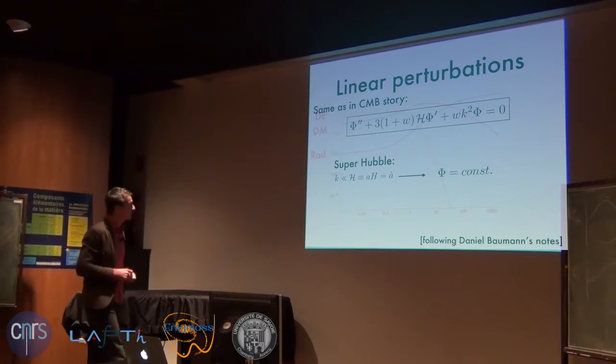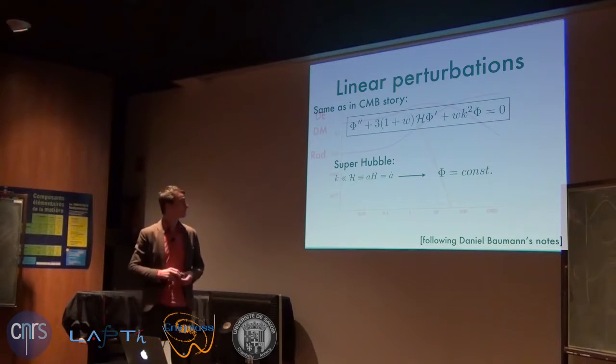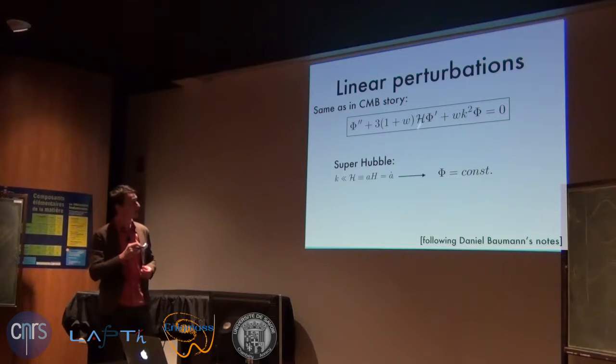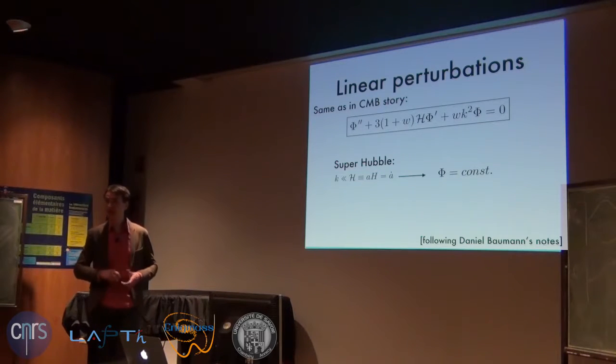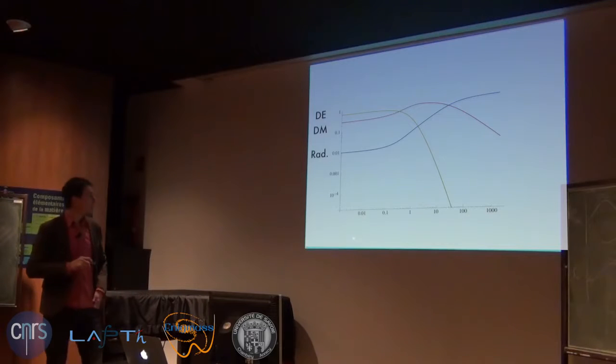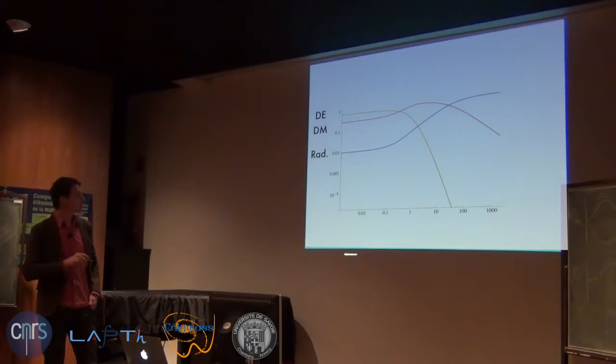This is a slide from yesterday to remind you what the energy content of the universe is, because in this equation you see w, so you need to know what is the energy content at a particular time. On the horizontal axis we have redshift, on the vertical axis we have the relative abundance of these different matter components.